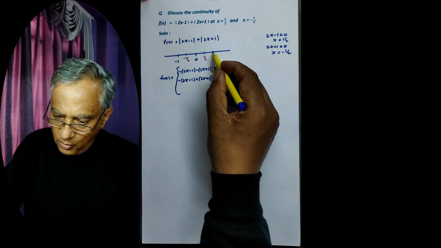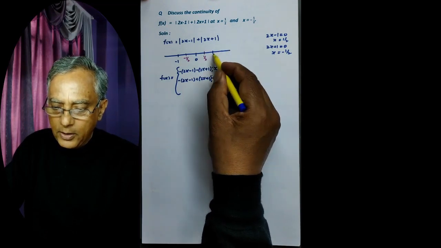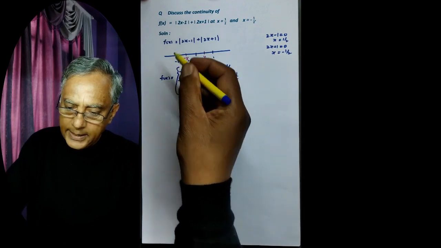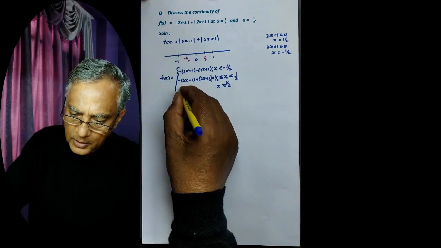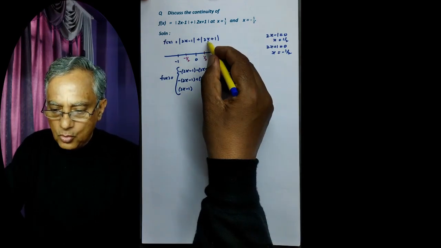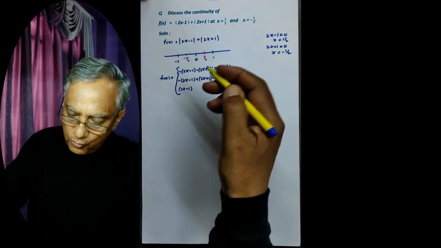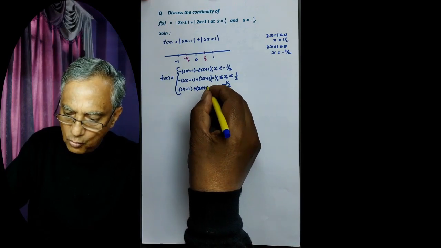Now in this interval, take any one point. Any one point can be 1. So put x equal to 1. So this will be 2 minus 1 is 1. So we get 2x minus 1. And at x equal to 1, this is positive. So we will have plus (2x plus 1).